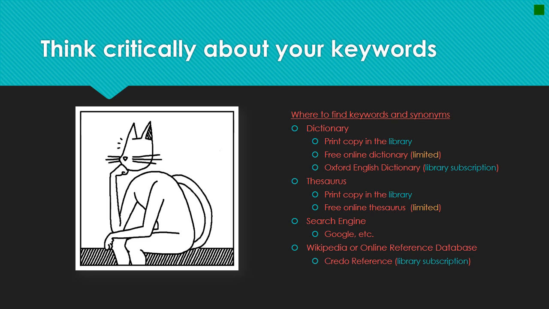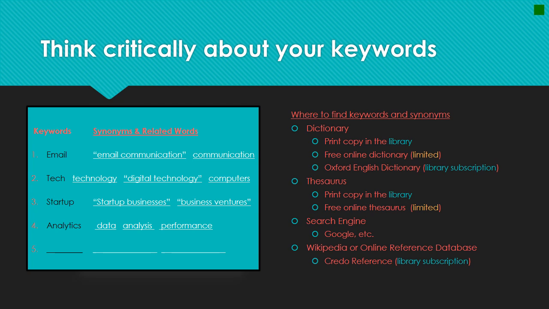There are many tools that can help you find appropriate keywords. Dictionaries, thesauri, Google, Wikipedia, or Credo Reference, a library subscription database. You'll find the library subscription databases on the library homepage by clicking on the databases icon. I'll show you where this is in the next tutorial.